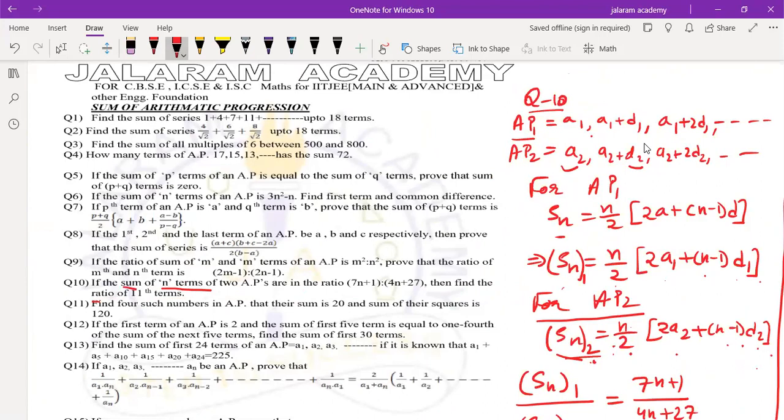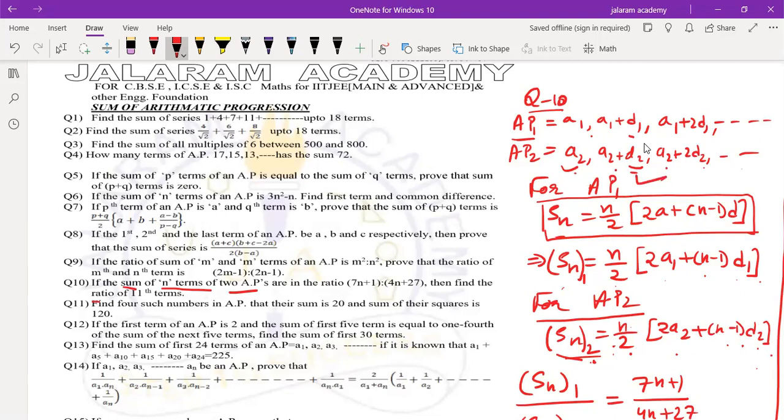So first we use the formula for the sum of n terms. It is Sn equals n by 2 into 2a plus n minus 1 into d. And there are two APs. So if we consider two APs, their first terms must be different. Their common difference may or may not be different. So we have assumed them as d1 and d2, different common differences, different first terms. a1, a1 plus d1, a1 plus 2d1 is the first AP, a2, a2 plus d2, and a2 plus 2d2 will be the second AP.